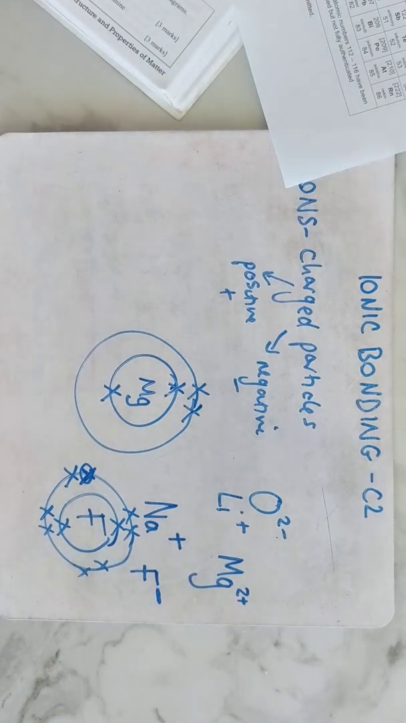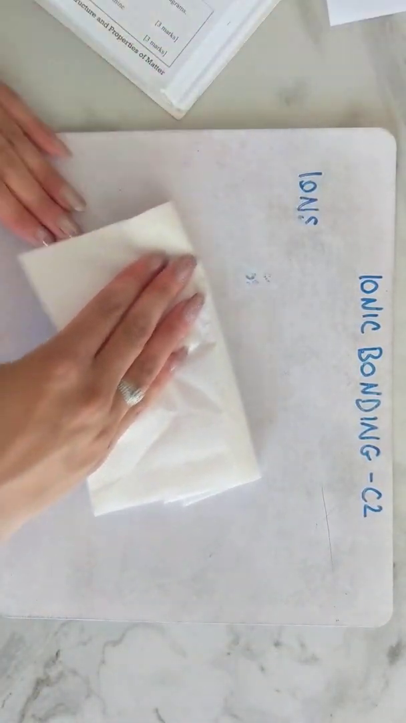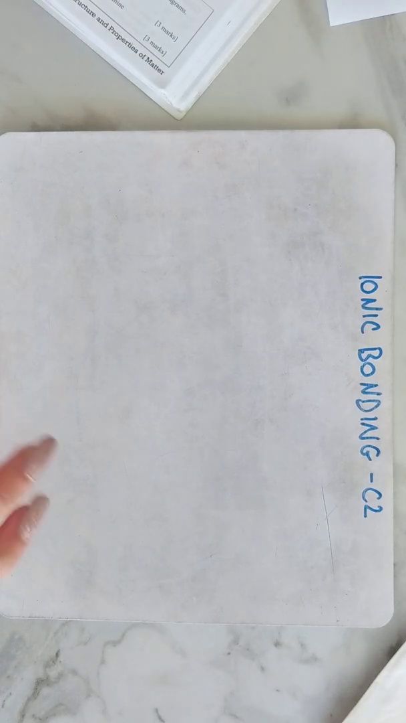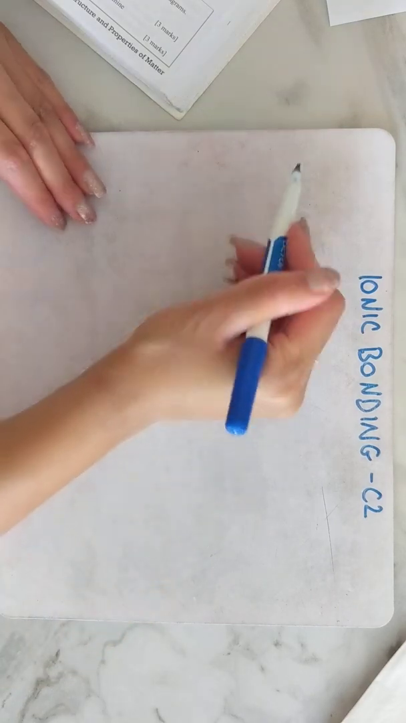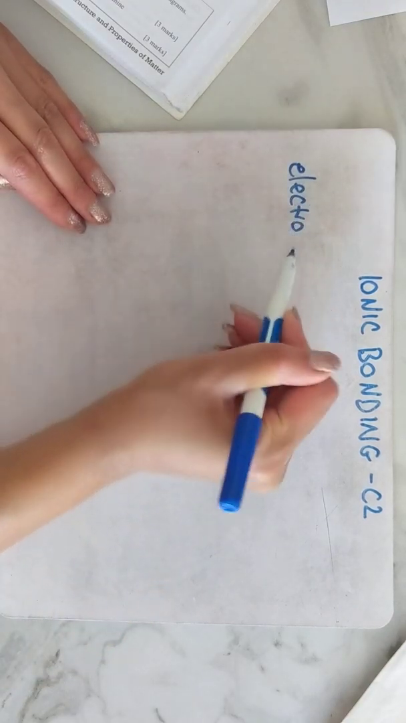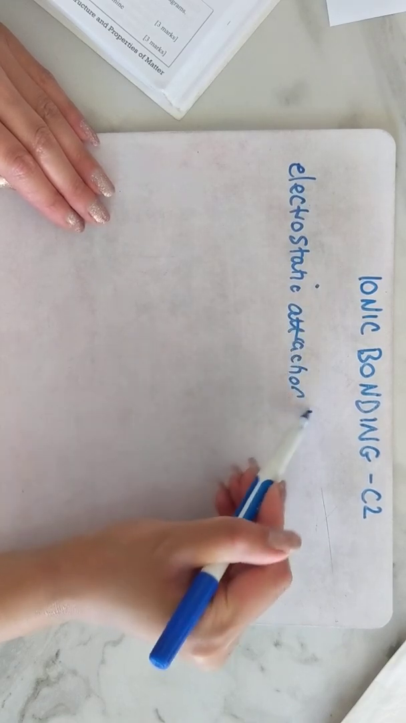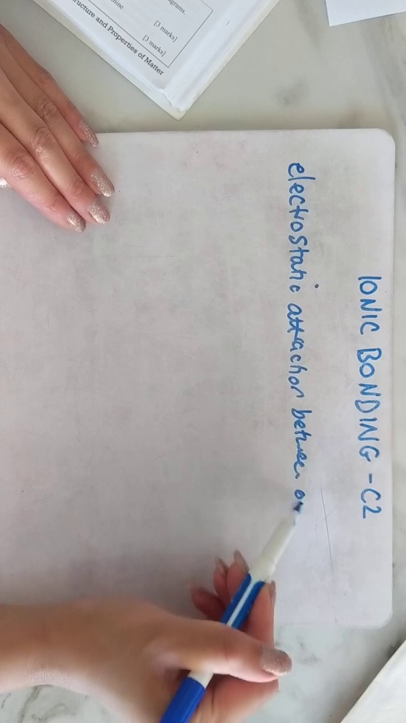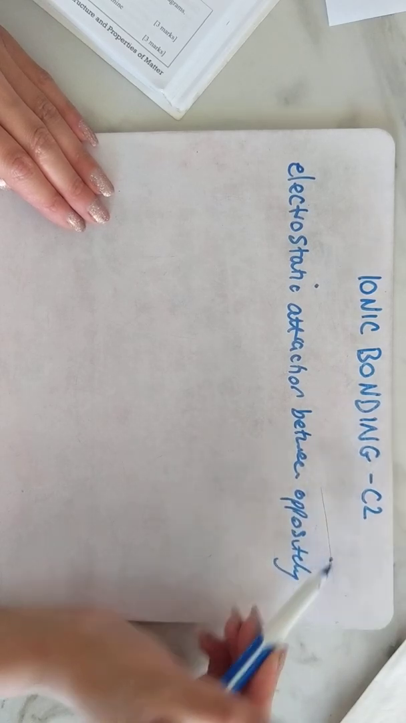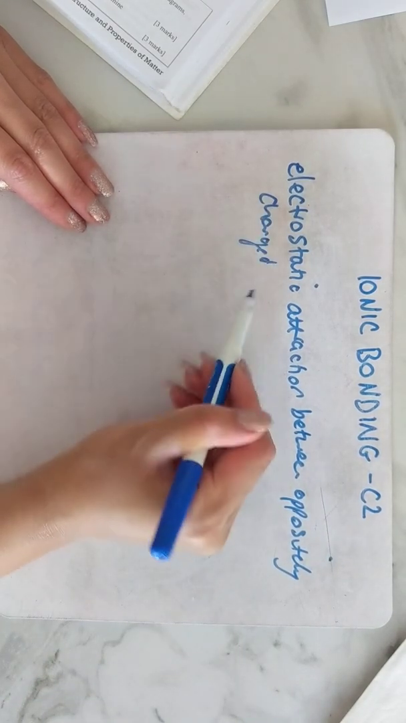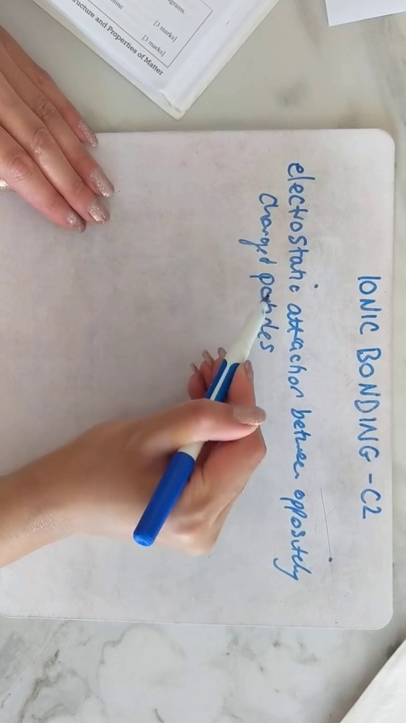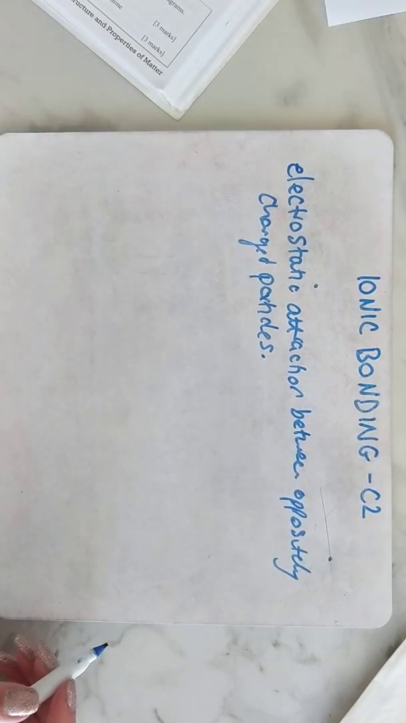So let's move on to ionic bonding. You need to know this definition. It often comes up in exams, so it's one to learn. Add it to your little glossary if you've started one. Ionic bonding is the electrostatic attraction between oppositely charged particles. And I'll explain what that means.